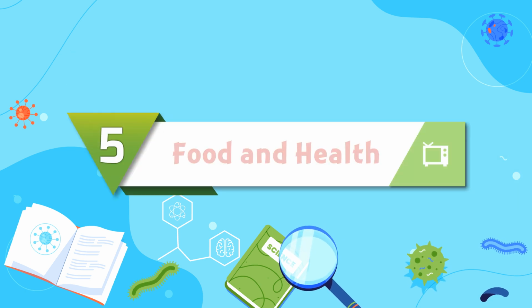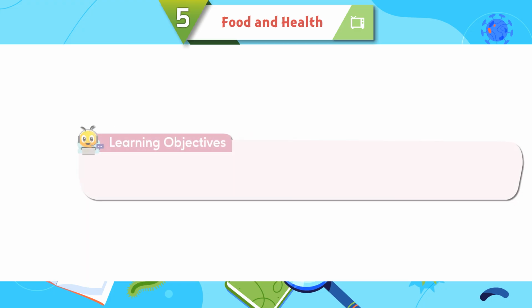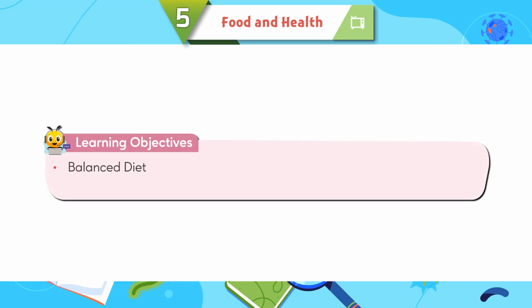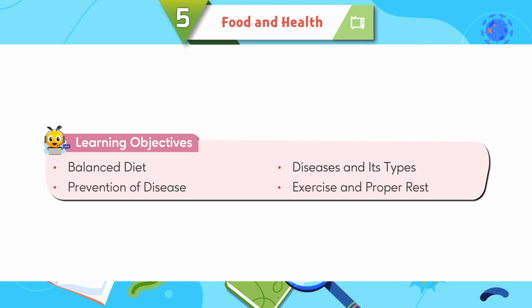Chapter 5: Food and Health. Learning Objectives: Balanced Diet, Diseases and its Types, Prevention of Disease, Exercise and Proper Rest.